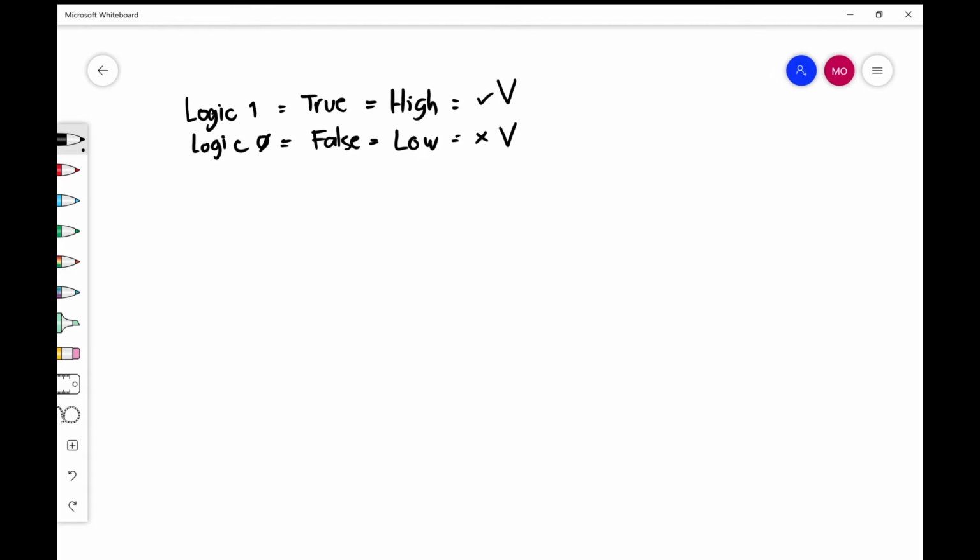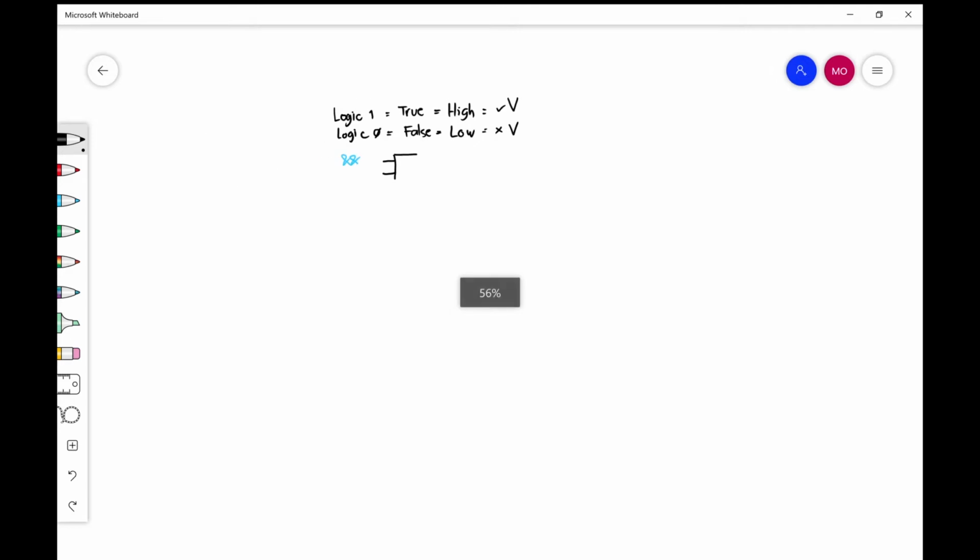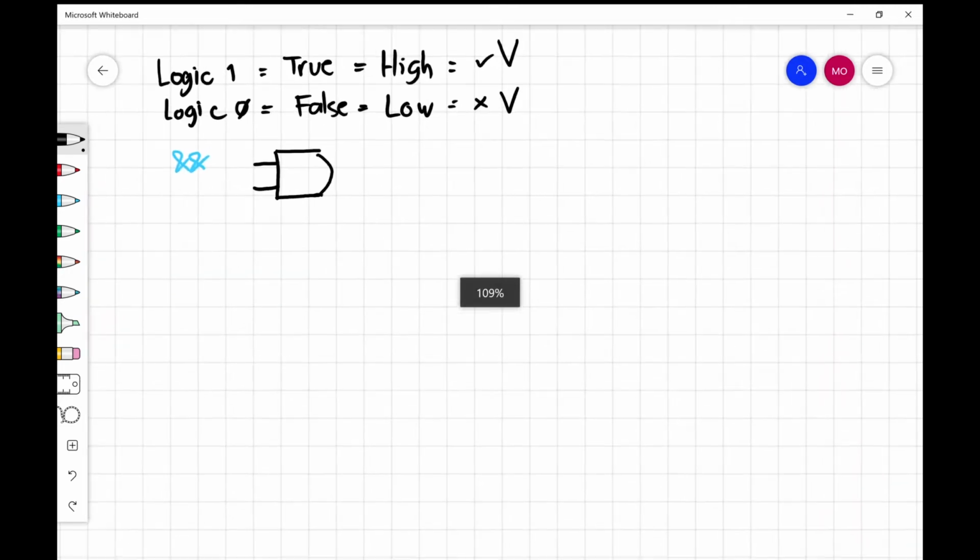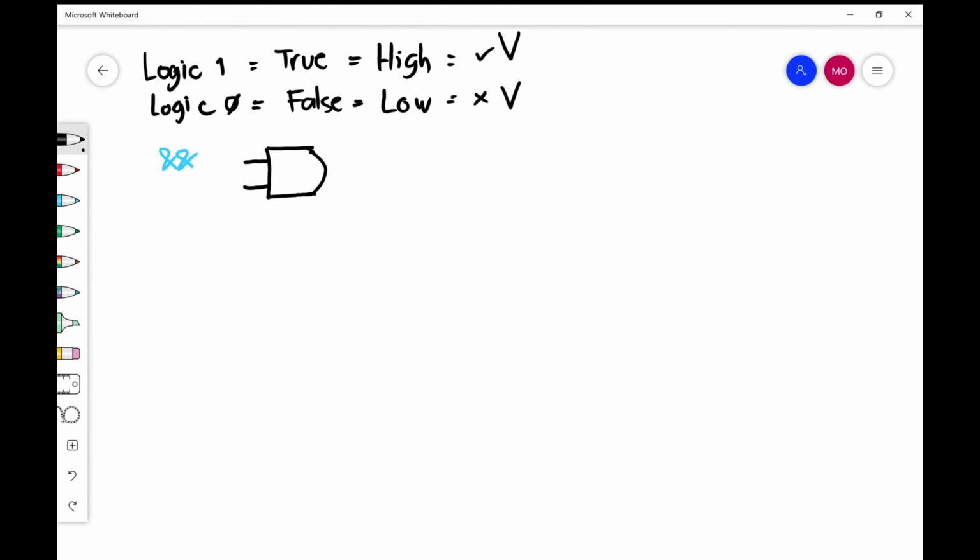Let's start with your AND gate. So if you can still recall your Java, the AND operator looks like that. And for the digital logic circuit, we have this symbol. This symbol is based on IEEE standard 91A 1991. They outline how the symbols look and what their behaviors are.